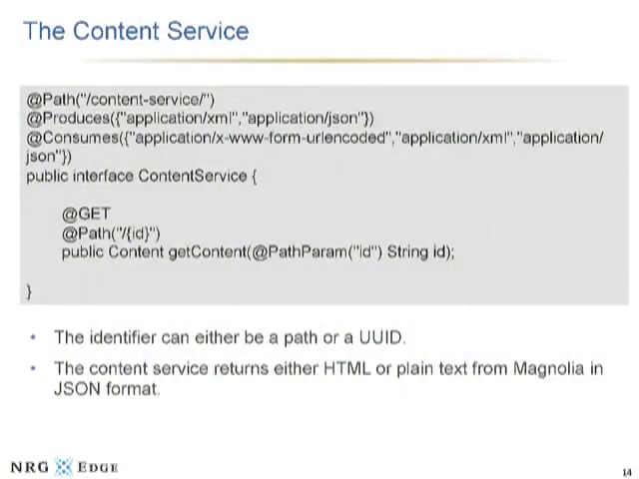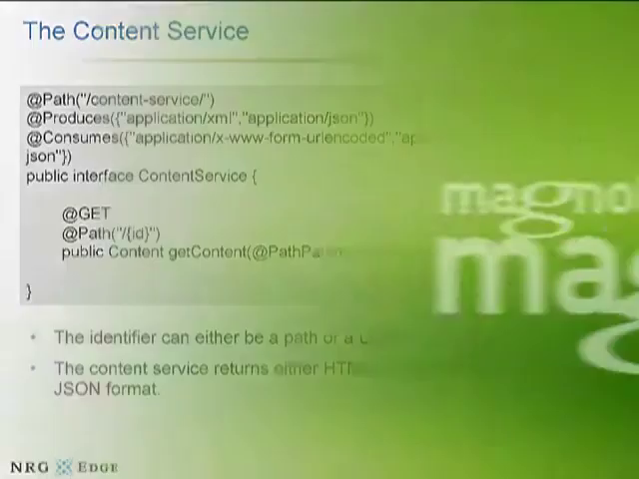And here you have the same type of content service, same concept, if you will. And once again, the definition of the content service itself, this can create a path or a UID, and the content service likewise returns HTML or plain text from Magnolia.